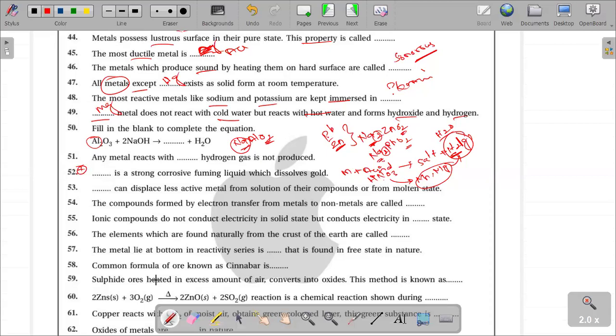And next, dash can displace a less active metal from the solution of its compound, or from the molten state, which is a less active metal.